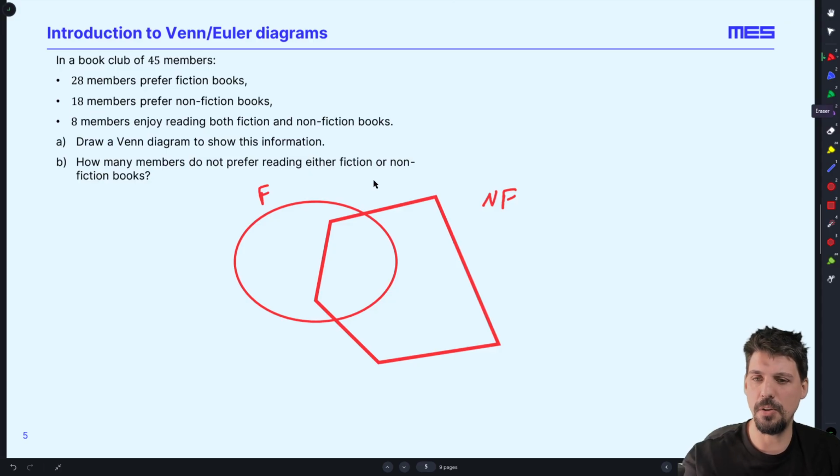18 members prefer non-fiction books. And again, that does include the ones in the middle and the ones not in the middle. So we're going to put a pin in that. However, 8 members enjoy reading both fiction and non-fiction. So I know there are 8 people that enjoy fiction and non-fiction.